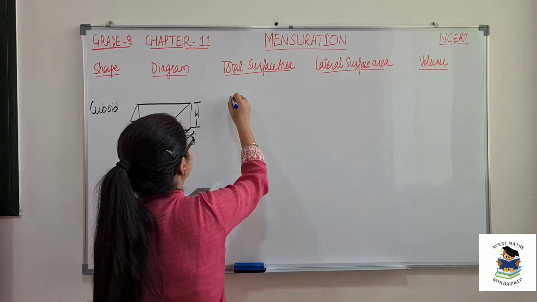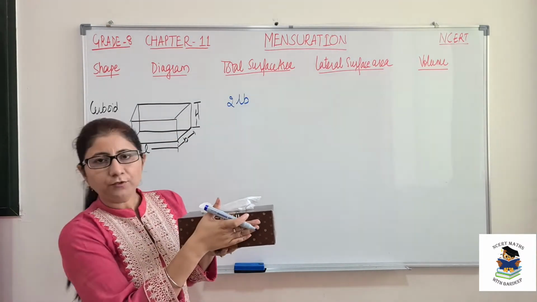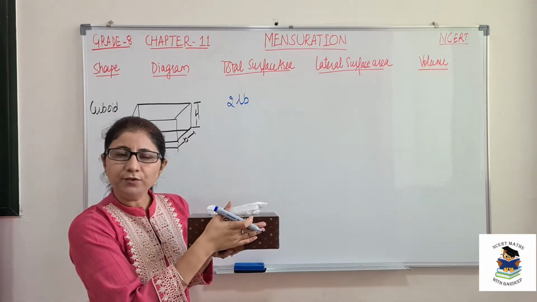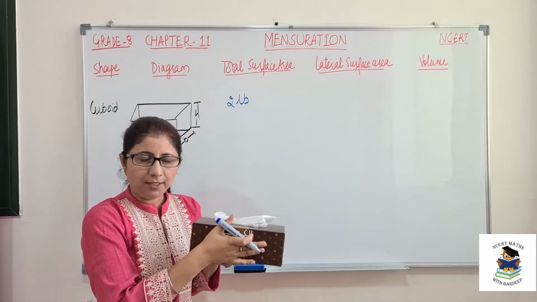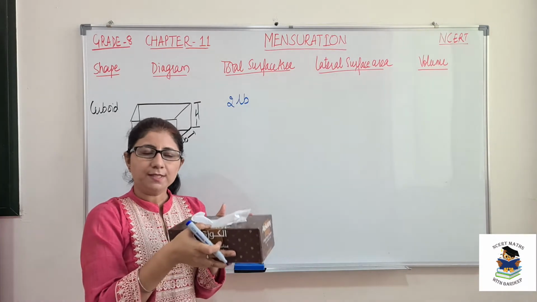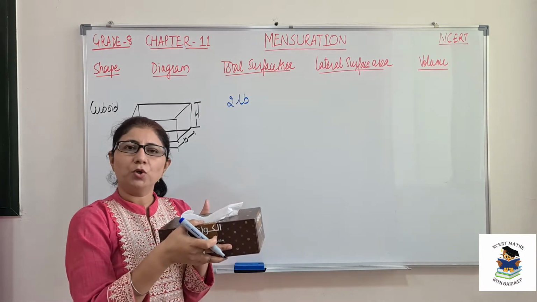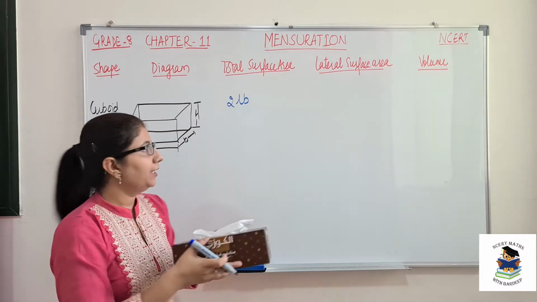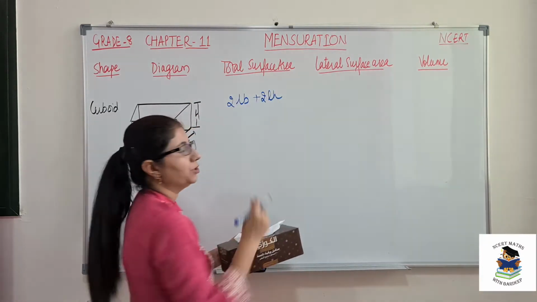So 2 times L into B. Now let's see the front one. This is L, this is H. So what is the area of this rectangle? L into H. If the front is having L into H, the rectangle on the back side also has the same dimensions. This is L, this is H. So this area is also L into H. L into H plus L into H, that means 2 times LH.